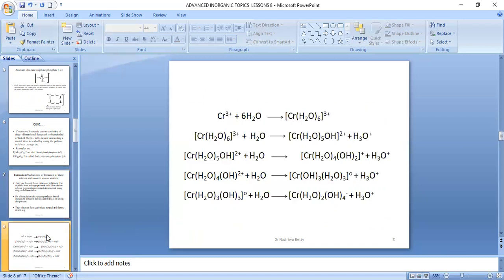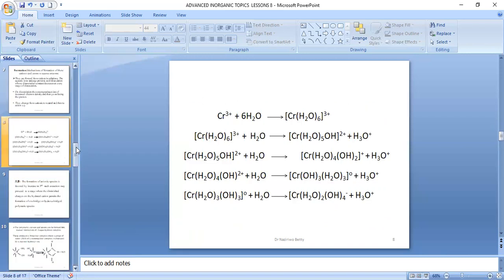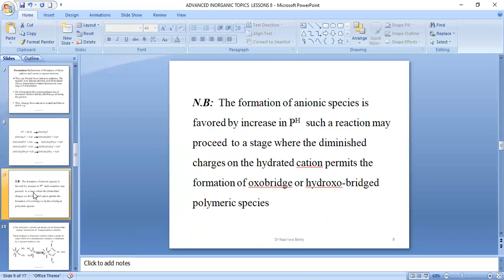The illustrative example is shown in this slide, where we hydrate a chromium. So they go on decreasing charge by losing a proton to neutral and then to the anion. A point to note here is that the formation of an ionic species is favored by an increase in pH. Such a reaction may proceed to a stage where the diminishing charge on the hydrated cation permits the formation of an oxo-bridged or hydroxo-bridged polymeric species.